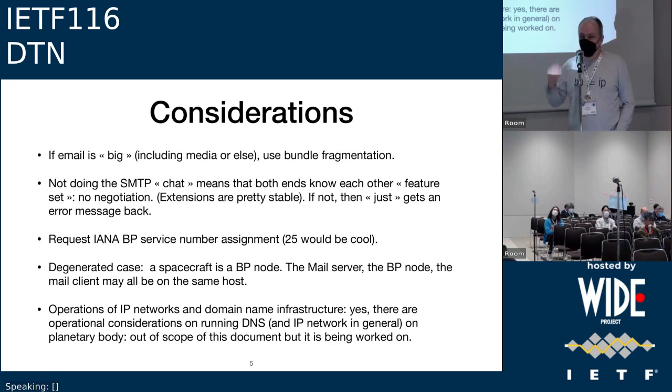Request: Eric, you were saying we don't need a service number assignment. Well, that's an example I wanted, so that the draft would request a service number assignment for email, SMTP over BP. Note to IANA: 25 would be cool to get. A generated case is that a spacecraft is a BP node, and therefore you could, for example, run the mail server and the BP node together with the mail client on the same host, and you would receive email on the spacecraft. Operations of DNS and IP networks and all this is out of scope of this document, but it's been worked on somewhere else. Next slide.